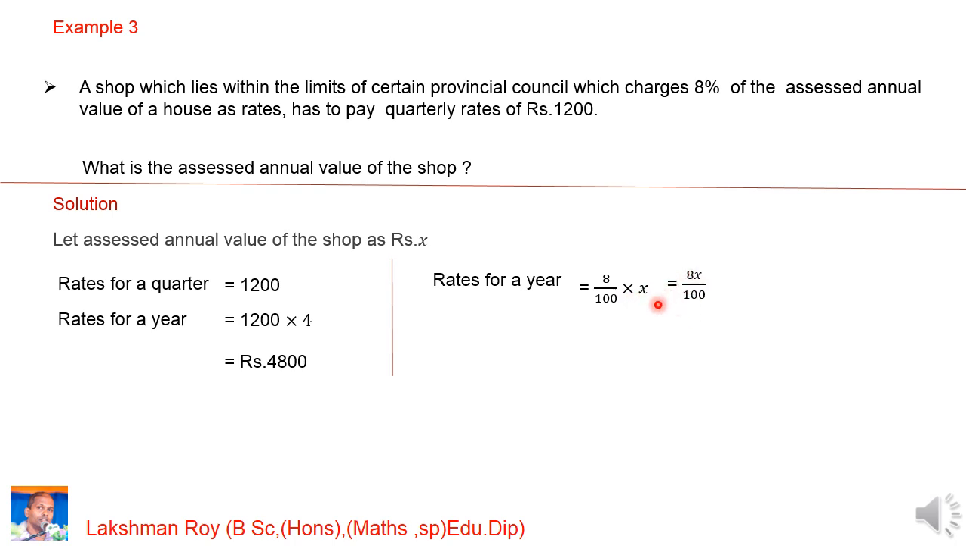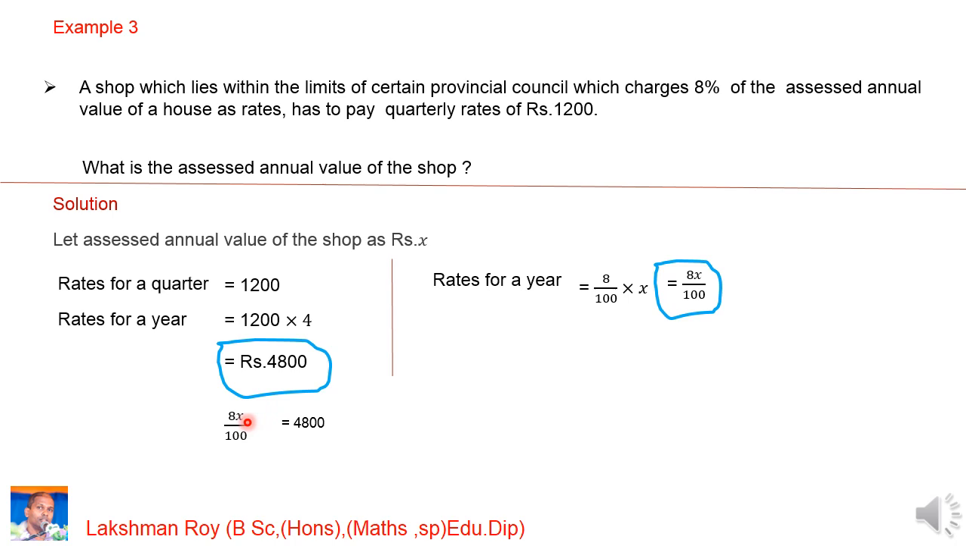Now you can see here, in two different methods I found the rate for a year. Same thing found. Here I got 4,800 rupees. Here I got 8x over 100. What does it mean? This means the rate for a year. That means these two are equal. Two different ways, different numbers, but these should be equal. So now I make them equal: 8x over 100 is equal to 4,800. Now I'll try to find x, that means get the solution for x.